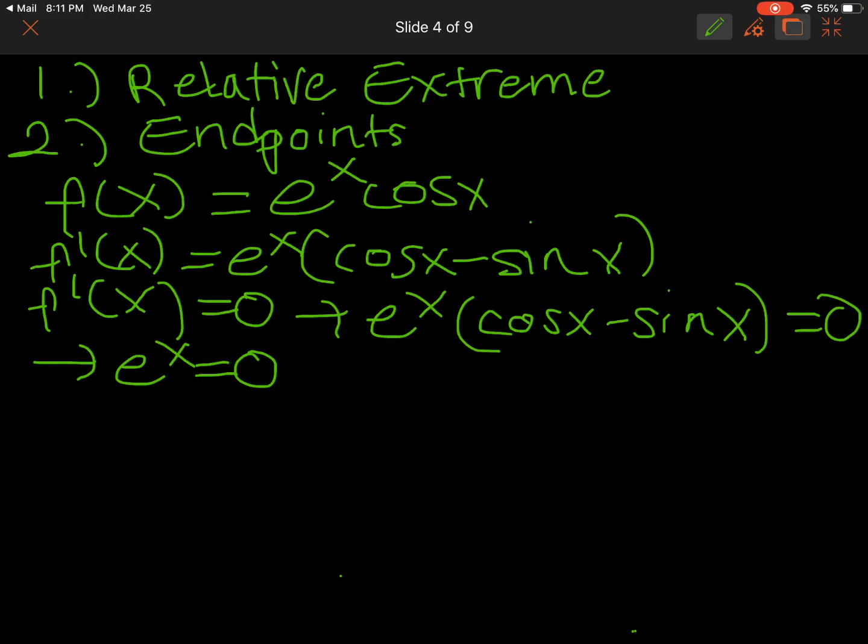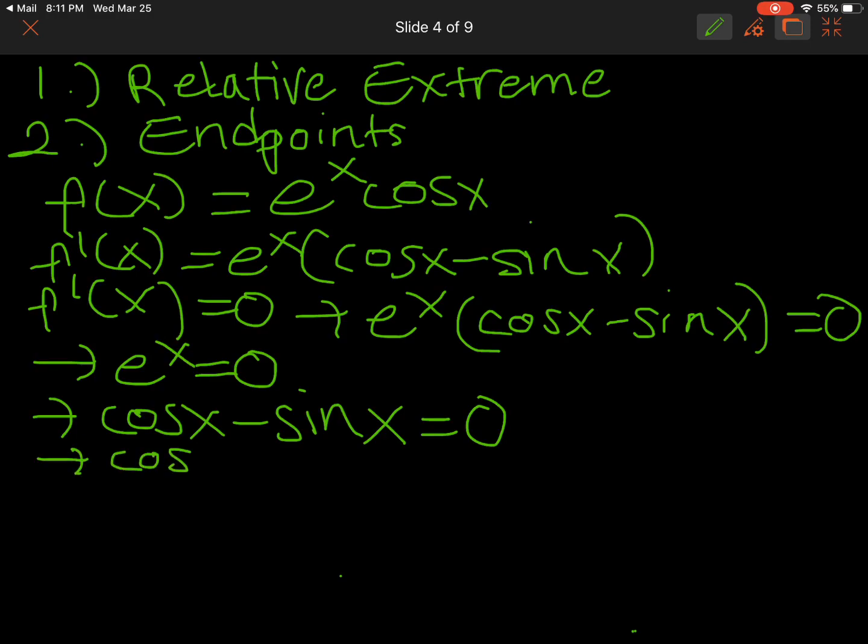Our next part of the expression is cosine x minus sine x is equal to 0. Well, this tells us that cosine x is equal to sine of x. What values is that equal to for the domain 0 is less than or equal to x is less than or equal to 2 pi?